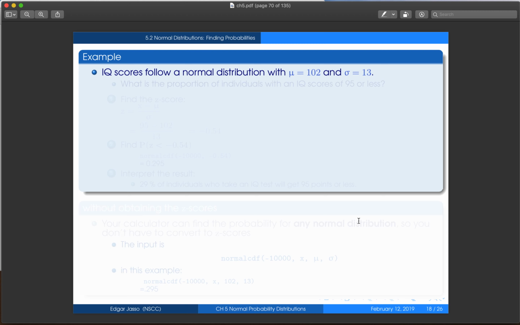So my first example is IQ scores follow a normal distribution with a mean of 102 and standard deviation of 13. What is the proportion of individuals with an IQ score of 95 or less? So one way to do this, and this is the logic that I want you to understand, although we don't have to do it this way, I need you guys to understand what's going on, how to do this method.